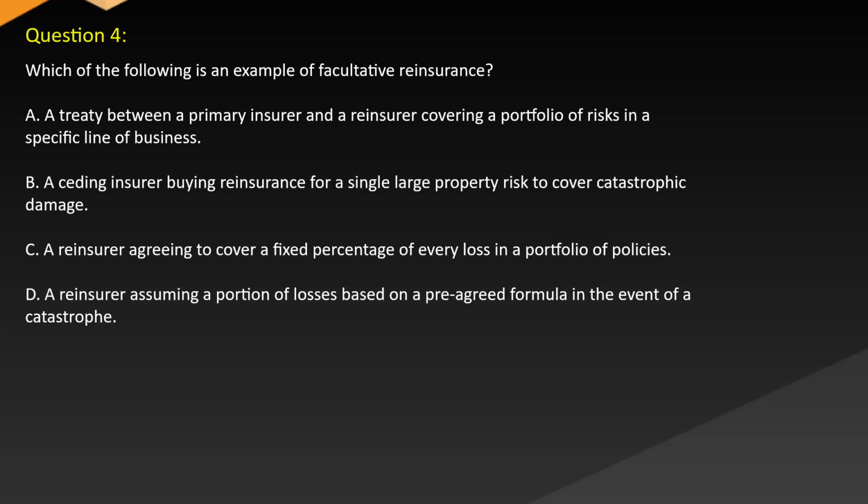Question 4. Which of the following is an example of facultative reinsurance? A. A treaty between a primary insurer and a reinsurer covering a portfolio of risks in a specific line of business. B. A ceding insurer buying reinsurance for a single large property risk to cover catastrophic damage. C. A reinsurer agreeing to cover a fixed percentage of every loss in a portfolio of policies. D. A reinsurer assuming a portion of losses based on a pre-agreed formula in the event of a catastrophe.